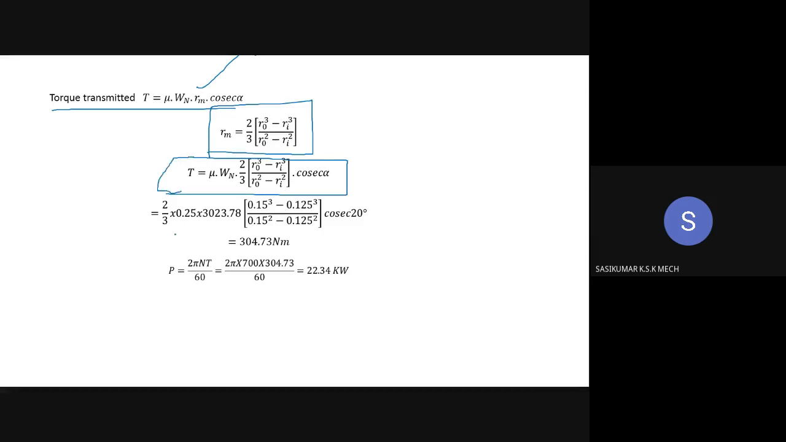The coefficient of friction is 0.25. Axial load is 3023.78 Newton. R naught is 0.15, Ri is 0.125, and alpha is 20 degree. On substitution of all those things, you will get the torque transmitted by the cone clutch as 304.73 Newton meter. So if you know the torque, you have the power relation.